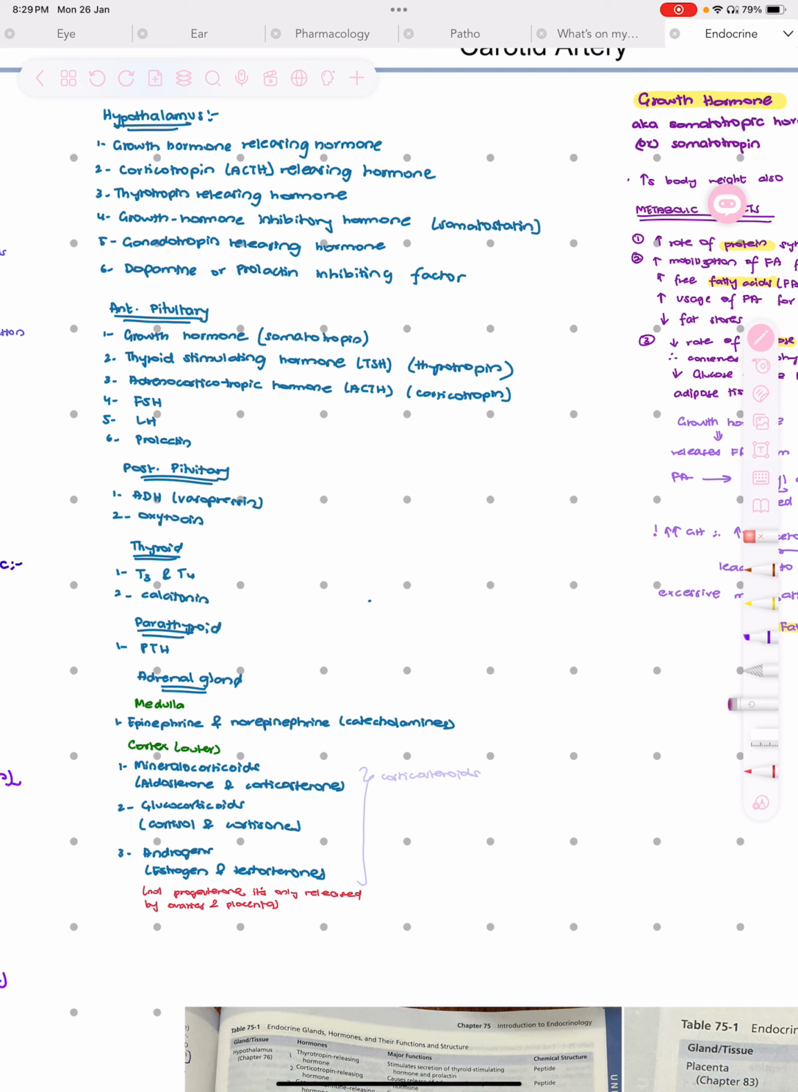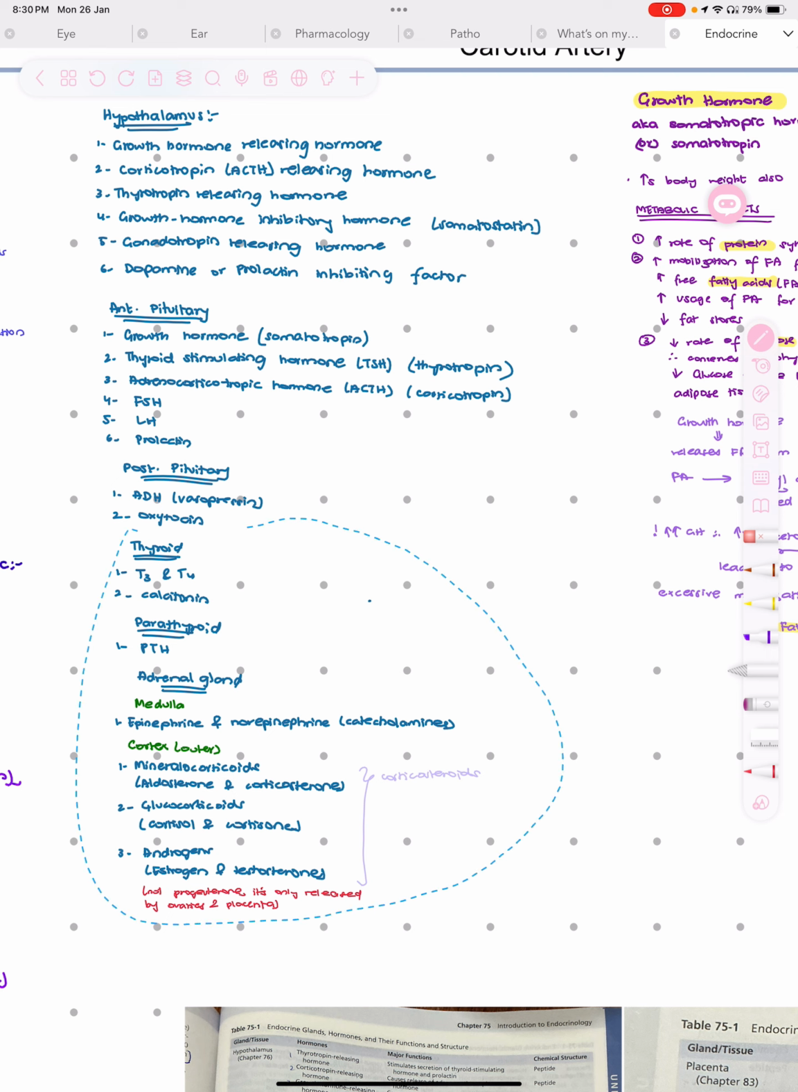And then you have the posterior pituitary. In the posterior pituitary you just have two very important hormones: antidiuretic hormone, also known as vasopressin, and oxytocin. Then you have the thyroid gland that secretes triiodothyronine and thyroxine. Then you have calcitonin, also from the thyroid gland. So this is one thing you need to know.